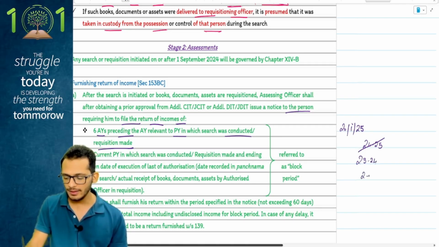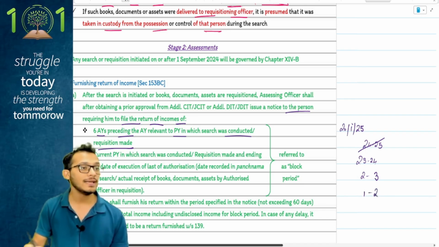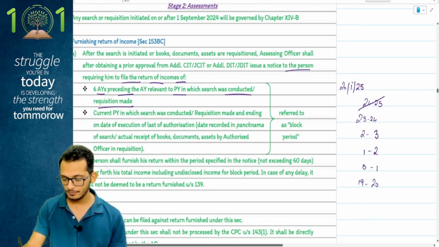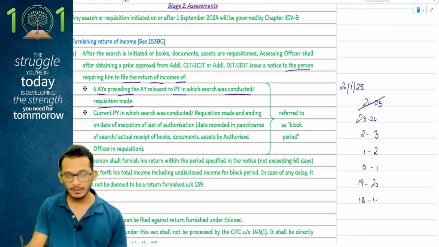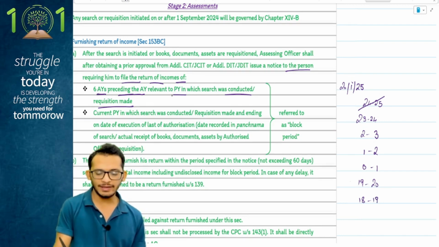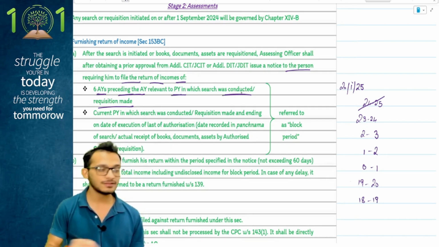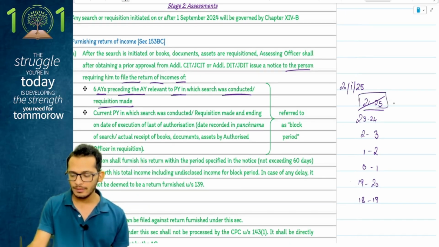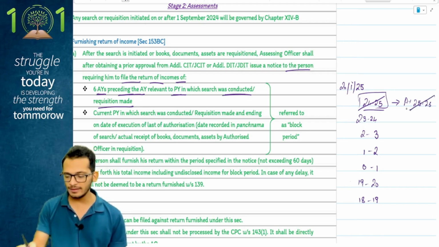23-24, 22-23, 21-22, then 20-21, 19-20 and 18-19. 6 AYs preceding the AY relevant to the PY in which the search was concluded. My previous year is, remove AY 25-26. So that is PY. That's what I told, no?